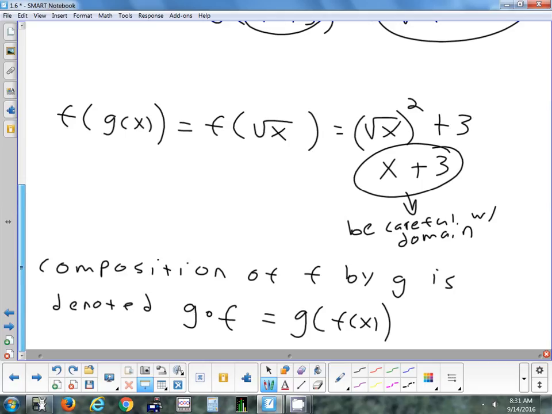Another symbol you might see for composition is a little circle. I generally don't use that notation, but if you see g, this little circle, and f, it means g composed with f, which is the same as saying g of f of x.